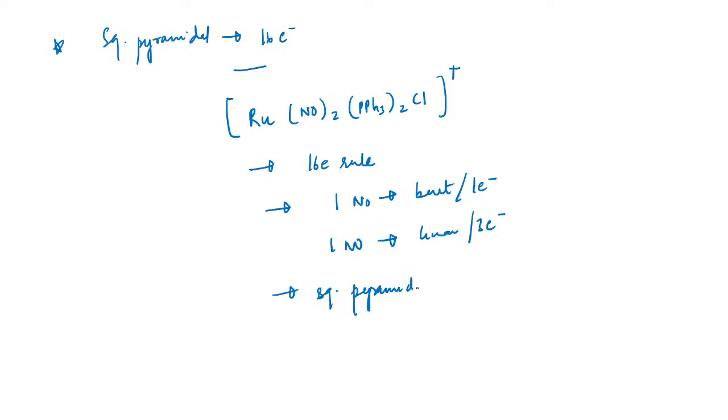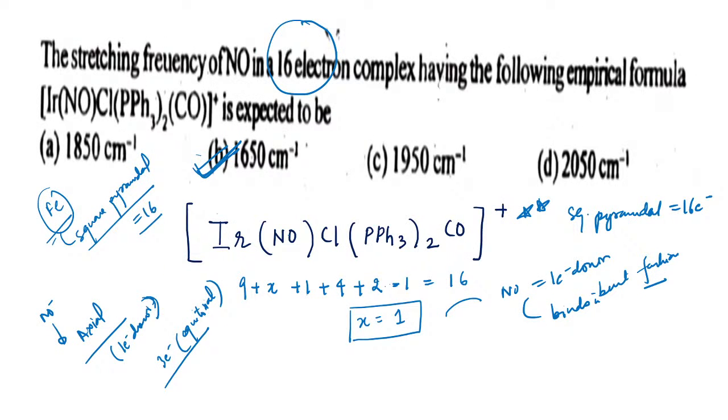It's square pyramidal. Okay, so this is the complete information for metal nitrosyl bonds. For the rest, you have to apply the basic things of stretching frequency. So this is all you need for metal nitrosyl complexes. Okay, so I hope it's clear.